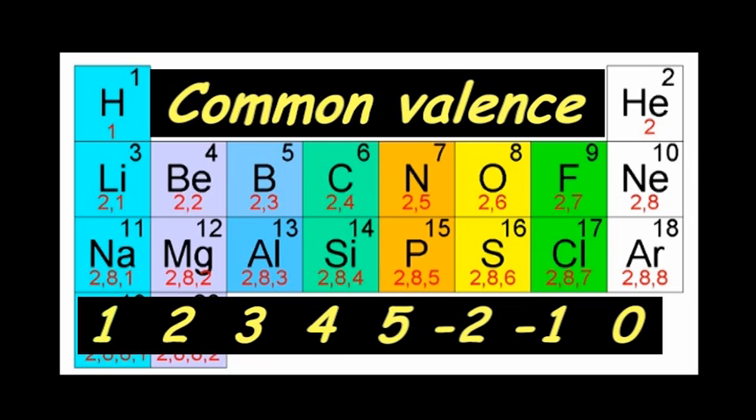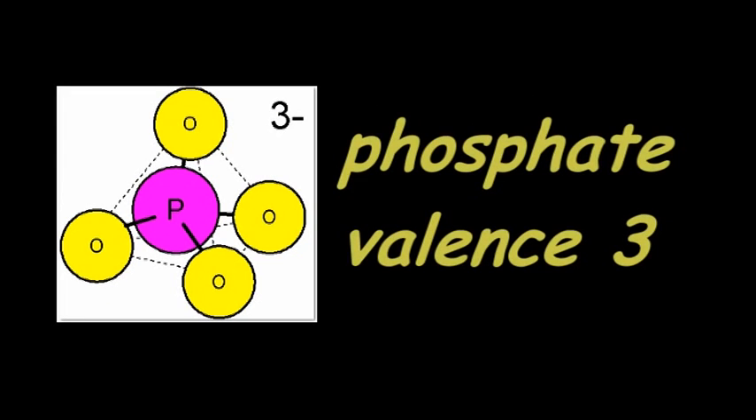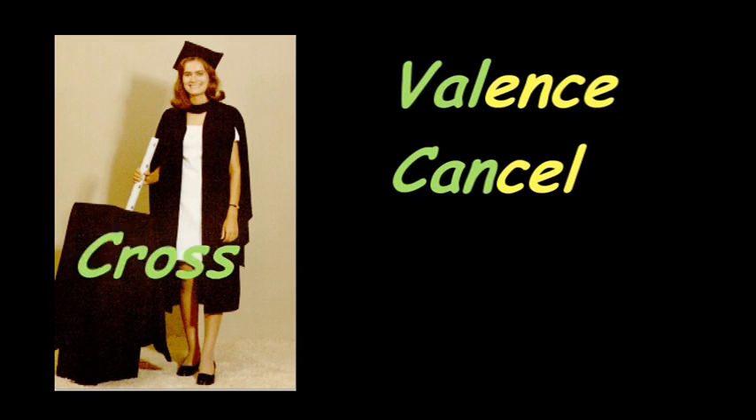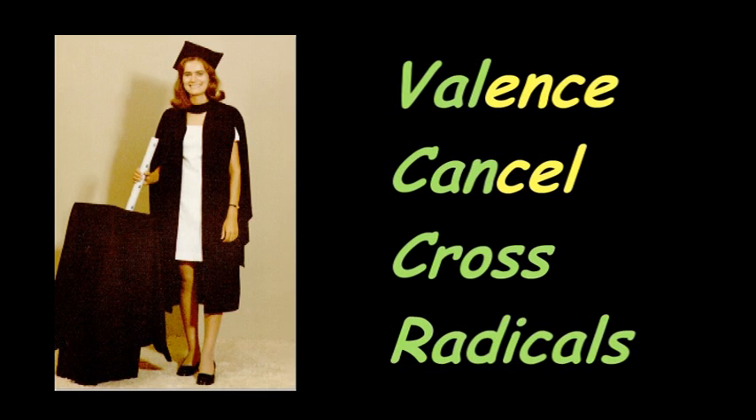The periodic table can help us to guess element valencies. For radicals, the charge is the valence. Please use our 4-step method to work out the following compound formulae. The steps are valence, cancel, cross, and radicals.